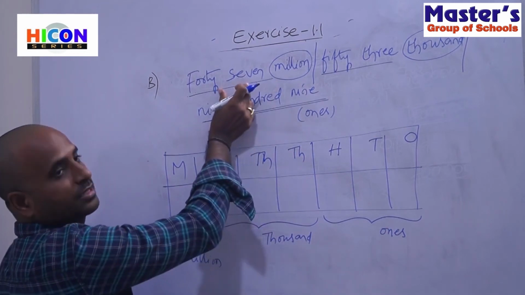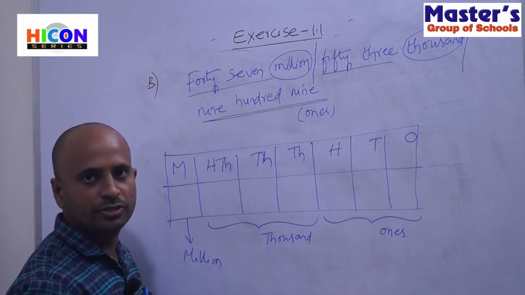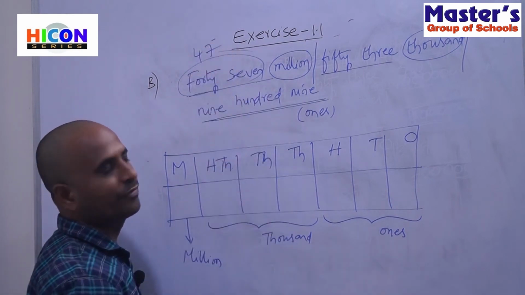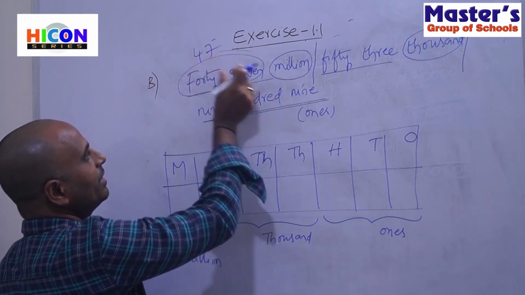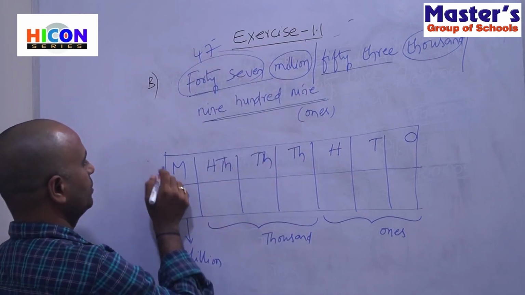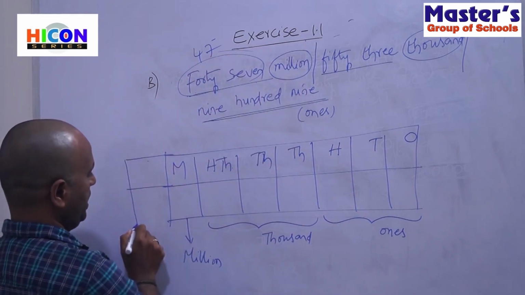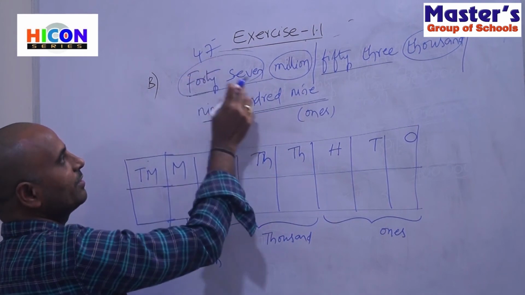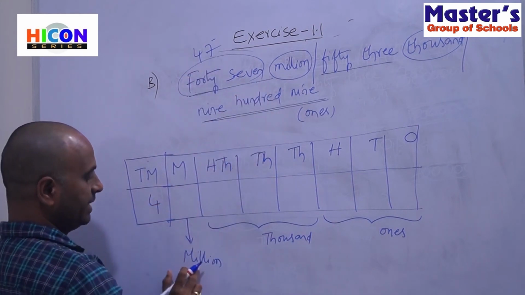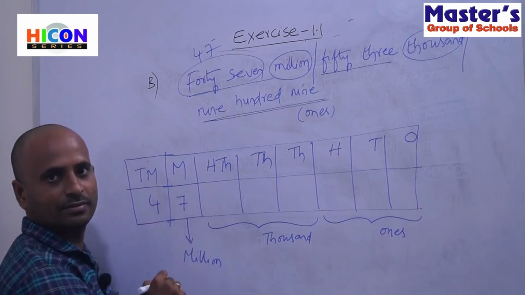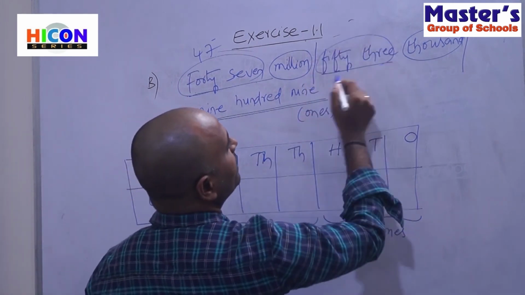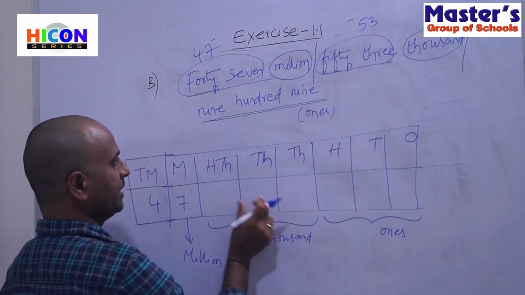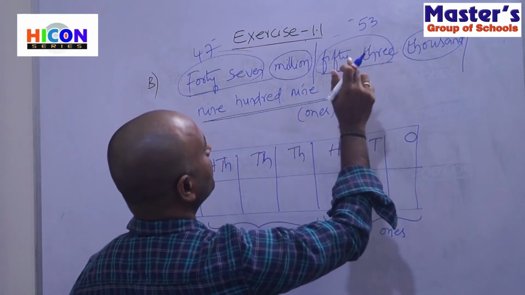Now insert these figures into this place value chart. 47, convert into figures and insert this 47 into millions chart. Millions, and add another place, that is 10 millions. So insert the figure 47 in millions period. Next 53. This is thousands period. Insert the 53 in thousands period. So 53,000.